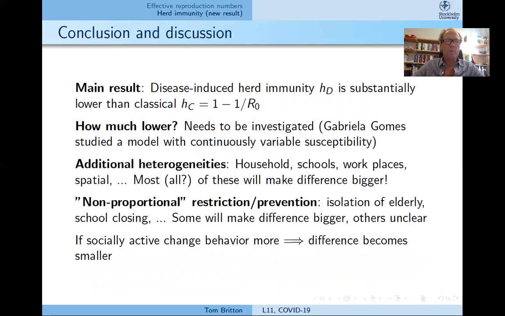So the main conclusion from our result is that disease-induced herd immunity is substantially lower than the classical one. Many people have said that herd immunity, also me by the way, the herd immunity level is about 60% for COVID-19 in Sweden. I don't believe this to be true anymore. I think it is rather between 40 and 45%, but I don't claim to know this number. So that needs to be investigated.